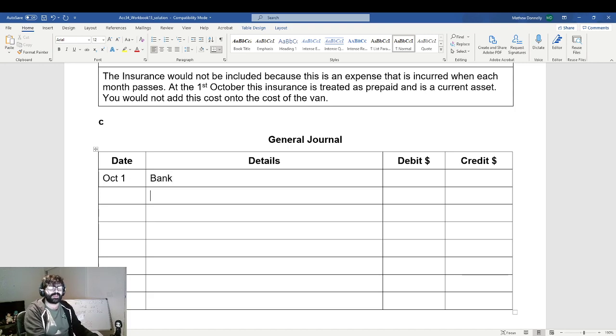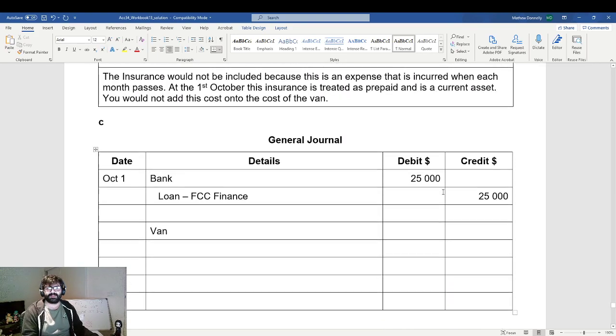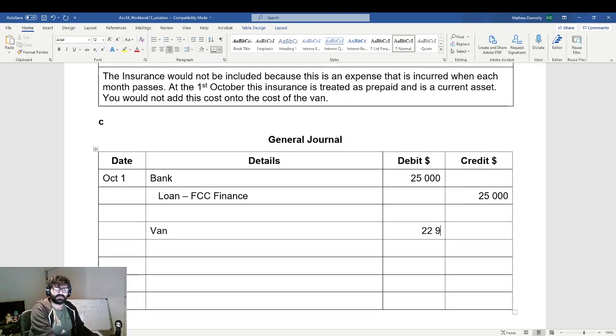So we'll start with bank and we'll go loan. Who was the FCC Finance? Now we know it's 25,000. It says in the question, and that means our bank goes up 25,000. Now the next transaction is the actual cost of buying the van. So we go van, and we know what the van is. It's 22900.